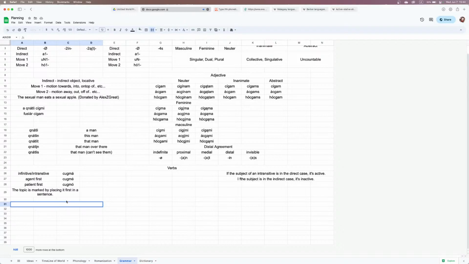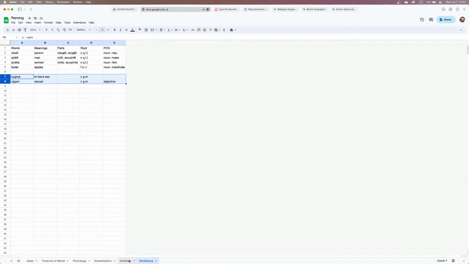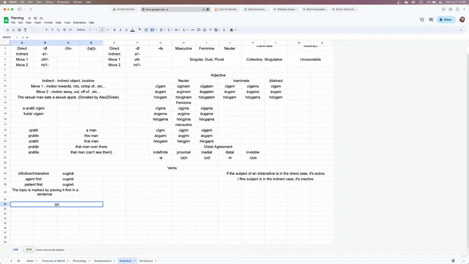So if we have something like, what was the feminine form? Knatli, knatla, knatli. Knatli, knatla. Tugme. If I want to, let's add... Yeah, there we go. Knatlis, knatlas, tugme. That man is fucking that woman.